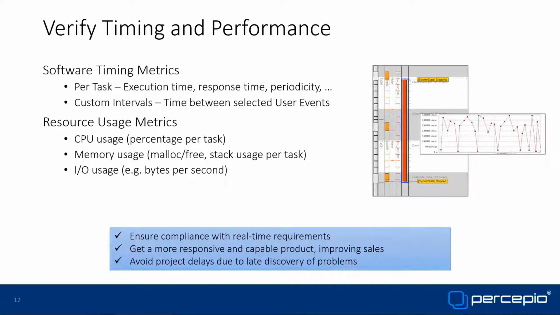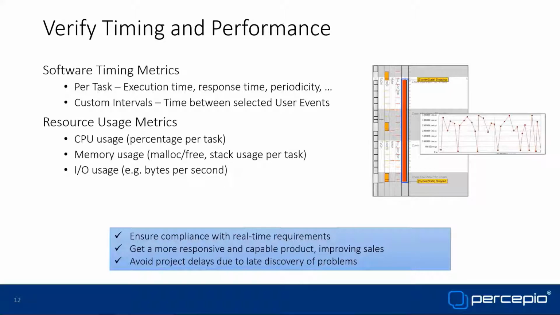Last but not least, visual trace diagnostics can be used to measure software timing and resource usage. This way, you can verify real-time requirements and keep track of the software performance and resource usage throughout the development project. Tracealyzer provides timing metrics on task instance level, where you get a data point for each execution, each job of a task, such as task execution times, task response time, periodicity, etc. You can also define custom intervals based on user events that you add anywhere in your code, and then see the time between these events.